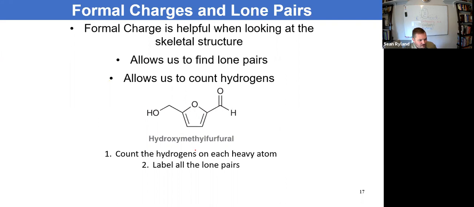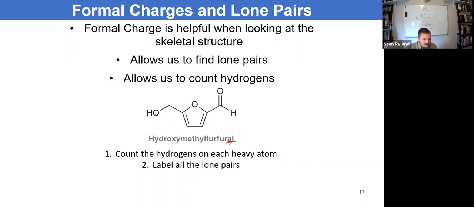So if we have hydroxymethyl furfural, one thing you do still see is anything that ends in AL as its chemical name is going to be an aldehyde. You're going to have an aldehyde in there somewhere. On each heavy atom, and a heavy atom is anything that's not hydrogen, we're still going to continue adding hydrogen in as much as we need to fill valences and make the formal charge zero, unless otherwise stated. So on every heavy atom, if we wanted to count the number of lone pairs, label the lone pairs and count the hydrogens, we would just go through and count bonds like we did when we practiced going to the complete structure.